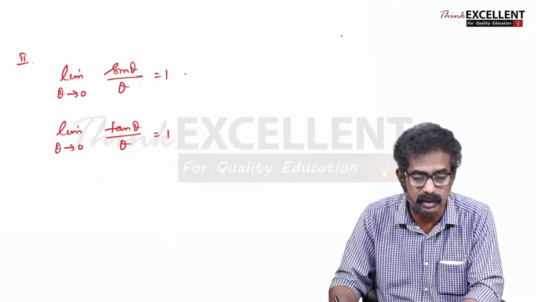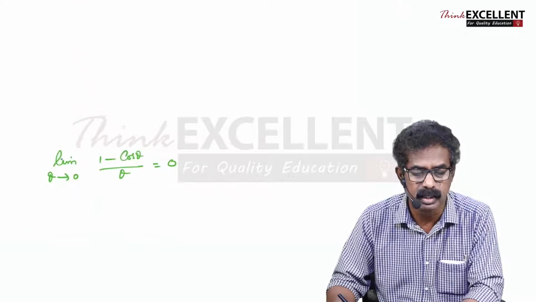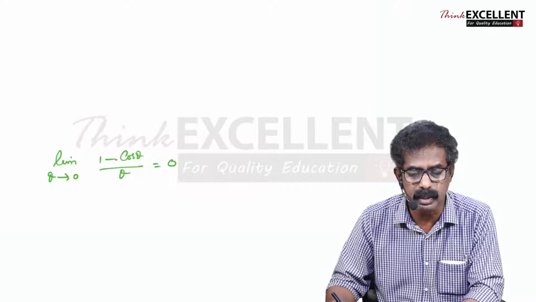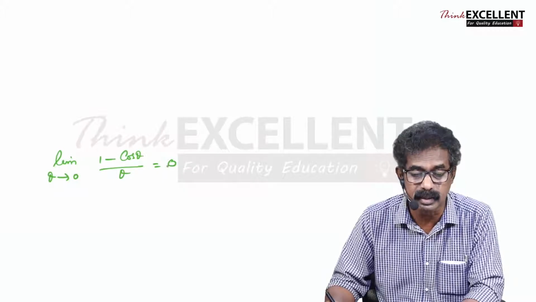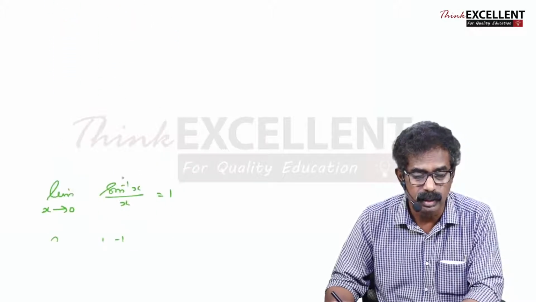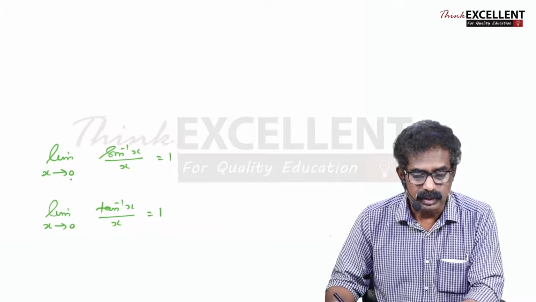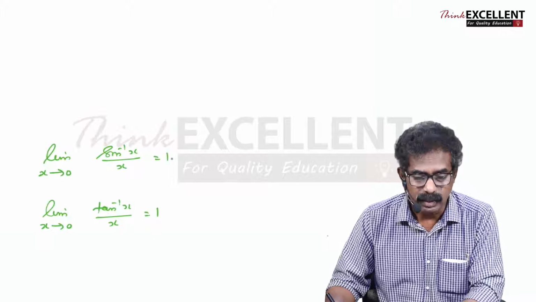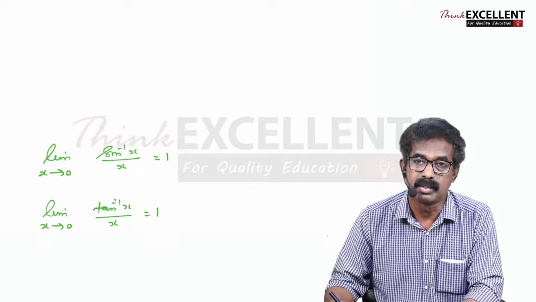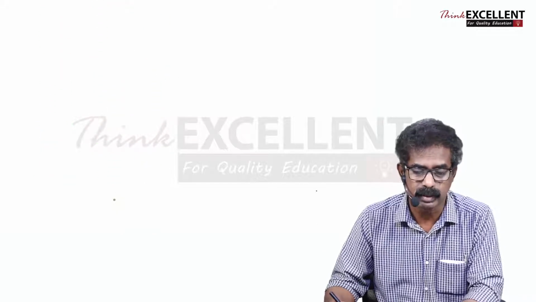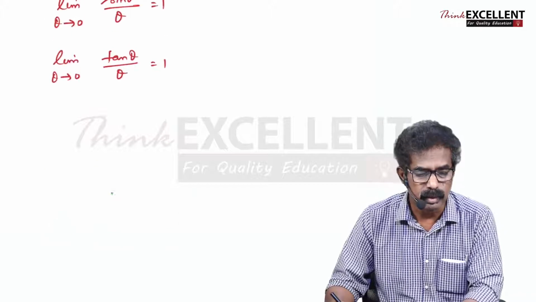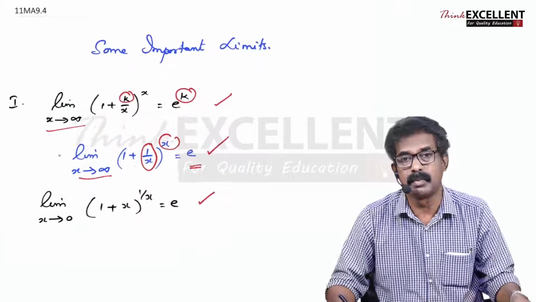So this is called the trigonometric limit. Some particular cases: limit theta tends to 0, (1 - cos theta) by theta. The answer is 0. It is not 1, it is 0. Then for inverse functions, limit x tends to 0, sin inverse x by x is 1, and even tan inverse x by x is also 1.